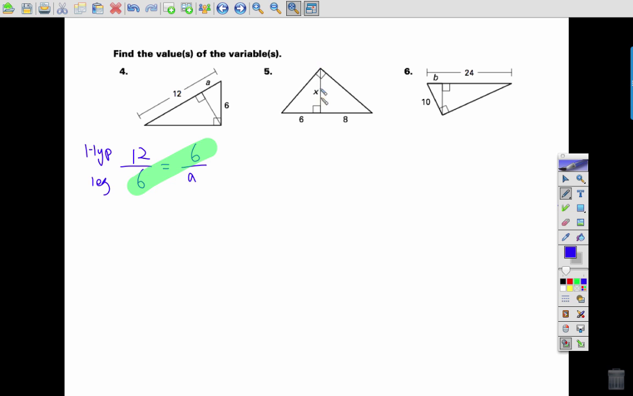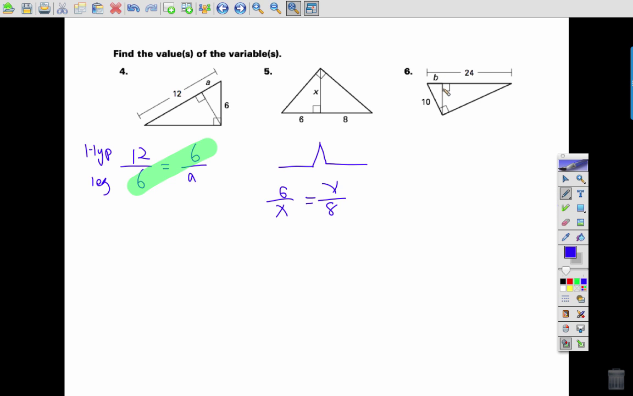Over here, I've got the altitude. I like it. Every time I have altitude, I can do my heartbeat. So I start with 6 over x equals x over 8. Done. Okay? Cross multiply, use your calculator and solve it.